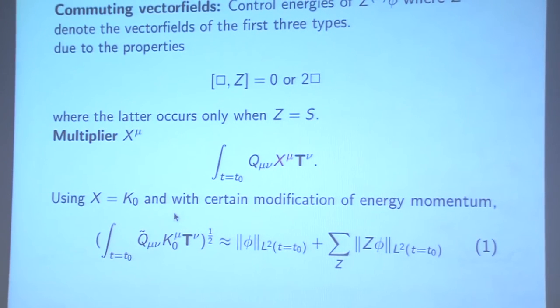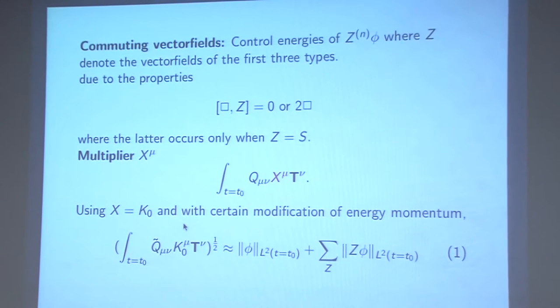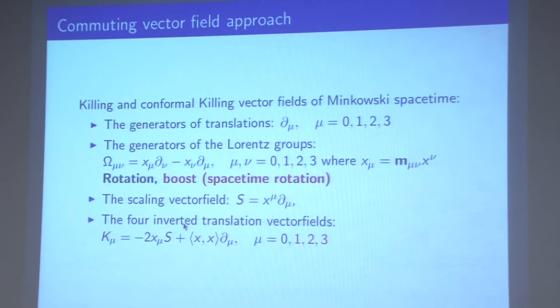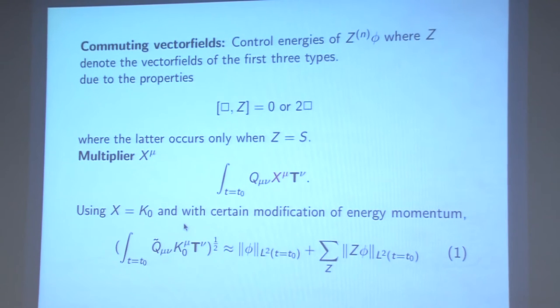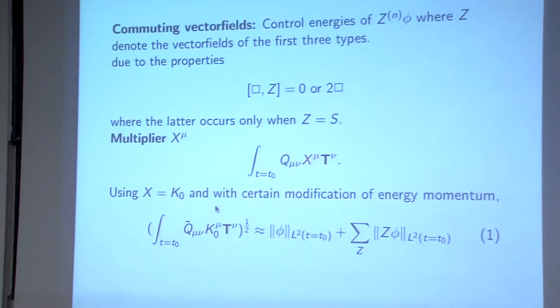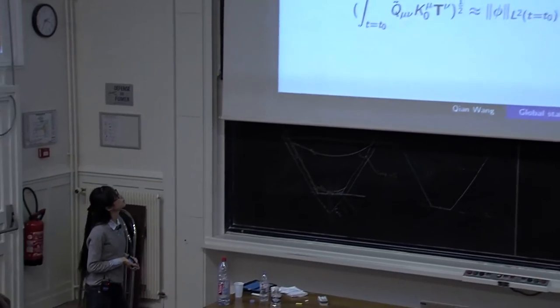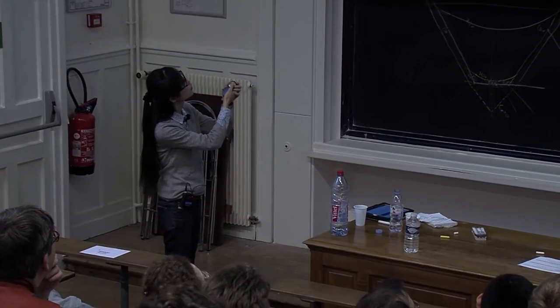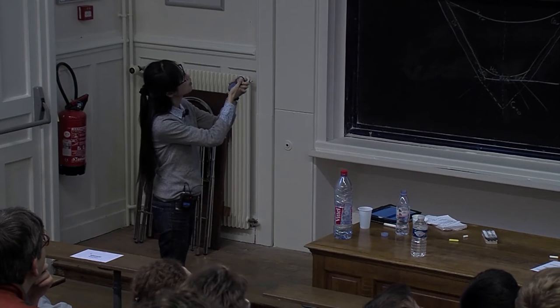You're looking at a vector field, and how do you use it? Basically, you use it in two ways. The first way is: I take the first three lines as a set of vector fields Z. Due to the nice property in this line, you can commute this Z through the box, keep commuting. You regard this Z as a first-order differential operator, and you get many, many derivatives of phi. In this way, you can control the energy in terms of these commuting vector fields. And this is one thing. This commutation only fails for Z equals S; every other vector field actually commutes directly.